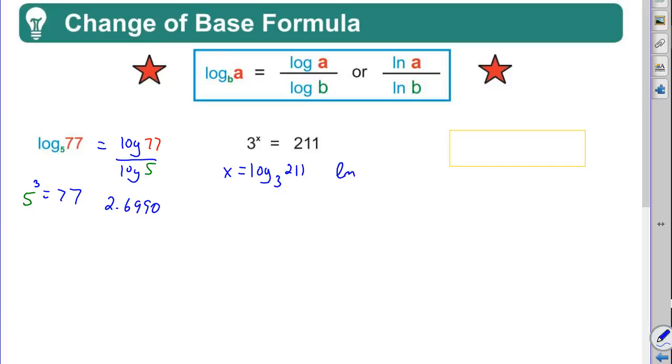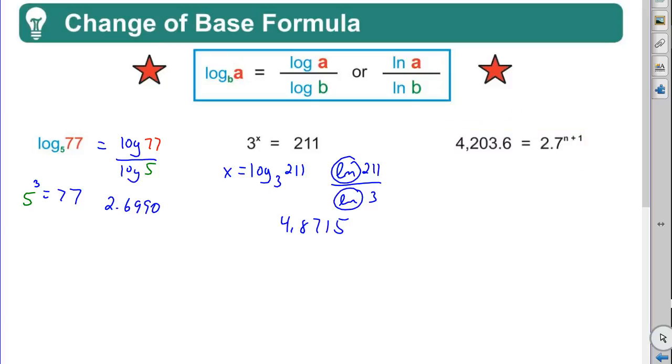And I like the natural log. You know why? It saves me a letter. Natural log of 211 divided by the natural log of 3. Punch it in your calculator. Natural log of 211 divided by the natural log of 3. And I got 4.8715. Just make sure if you use natural log on the top, you've got to use natural log on the bottom. You can't do one with the common log and the other with the natural log.